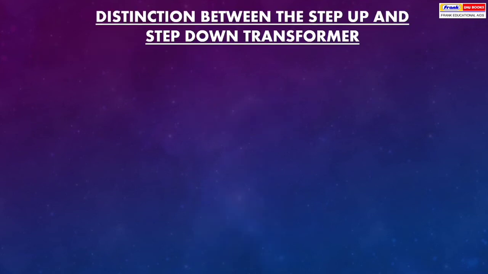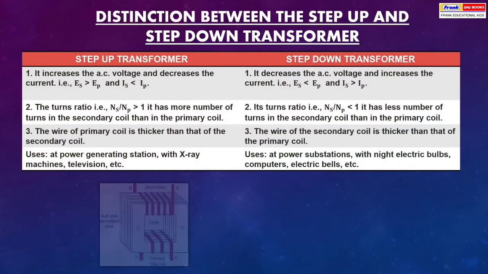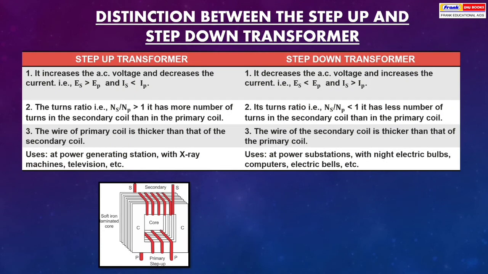Distinction between step-up and step-down transformer. Step-up transformer: it increases the AC voltage and decreases the current. Its turns ratio is more than 1. It has more turns in the secondary coil than in the primary coil. The wire of the primary coil is thicker than that of the secondary coil. Uses: at power generating stations, with X-ray machines, televisions, etc.